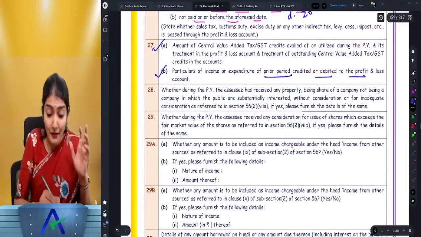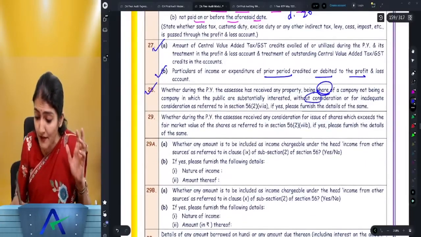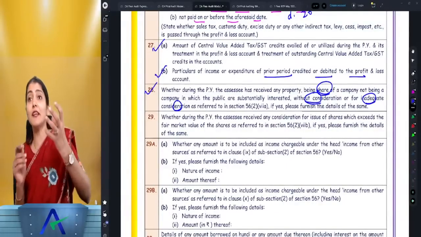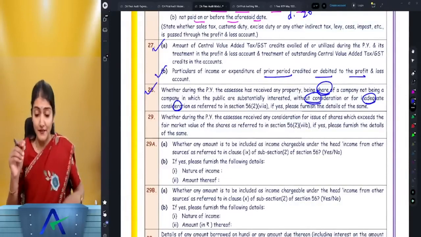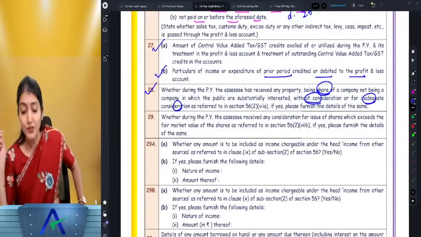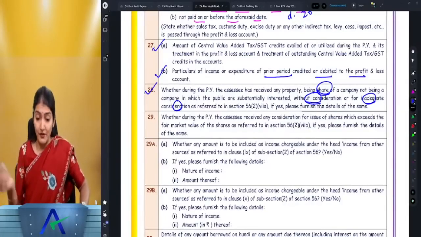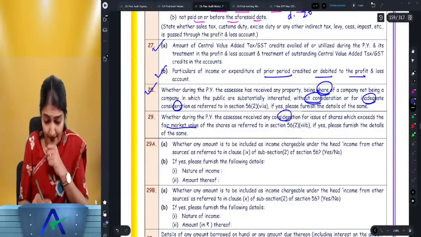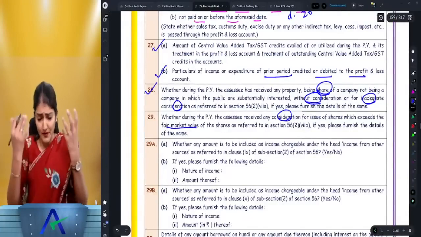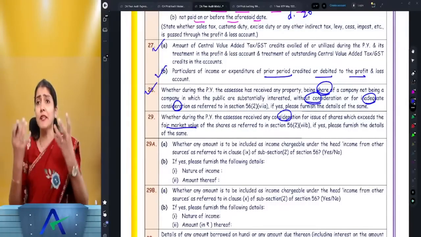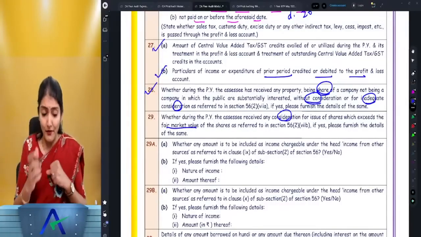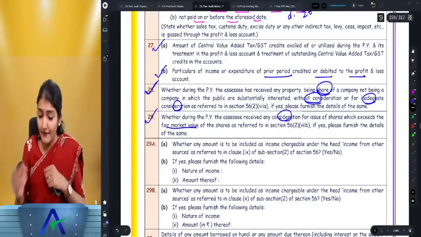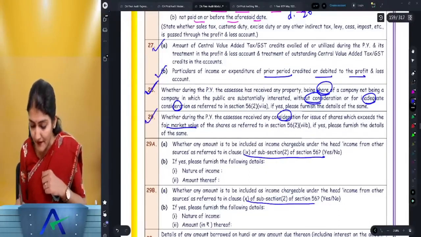Right. Then 28, you receive shares without consideration or for inadequate consideration. So, receive shares of a company in which public are not substantially interested either without consideration or for inadequate consideration. 29, you receive consideration for issue of shares which exceeds the fair market value. So that is 56(2)(viib), and then you have 56(2)(ix) and 56(2)(x).